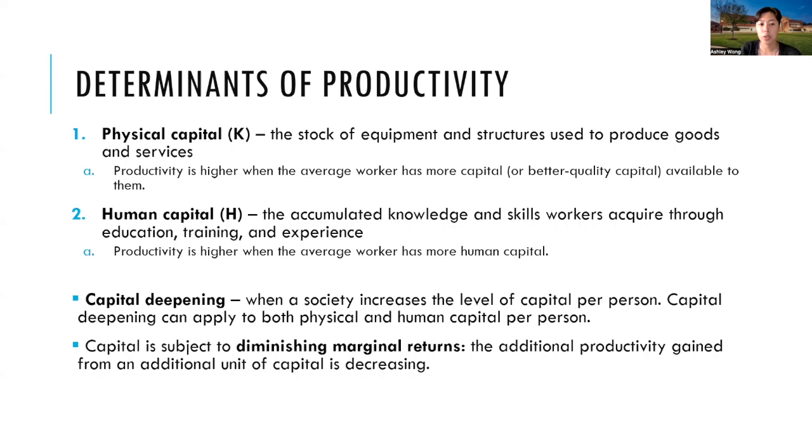And first, we have our two kinds of capital. So, physical capital is any equipment or structures that are used to produce goods and services. This is machinery, real estate, factories, buildings, all of these things that are used in production. And next, we have human capital. And human capital is any accumulated knowledge or skills that workers are getting through education, training, or work experience, learning on the job. And what we know is that when both physical capital and human capital are higher, this improves worker productivity. So this is a pretty intuitive concept.